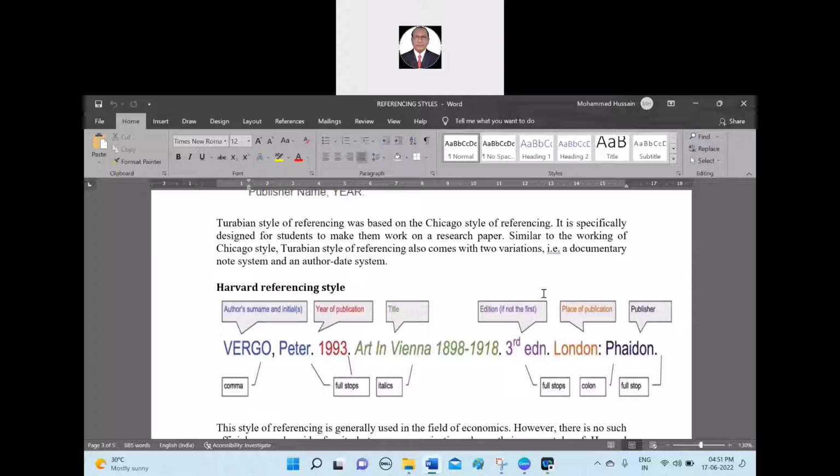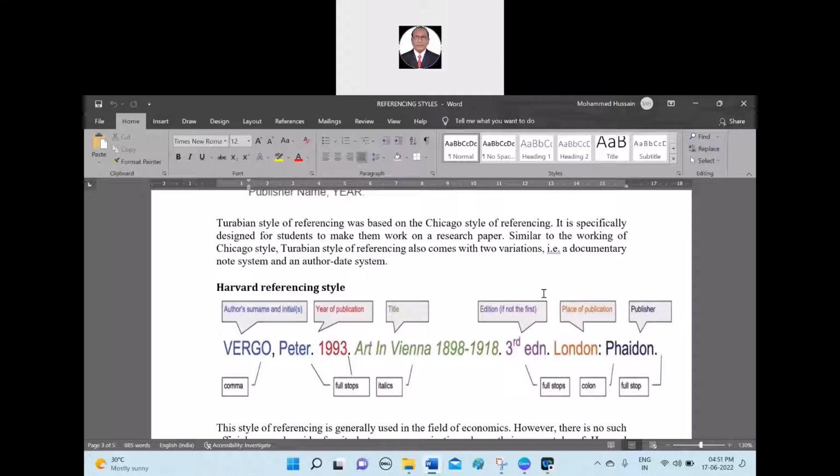When you write the place of publication, don't write small villages or local areas; write the main city, Moshi. Then the publisher name and year of publication, full stop. Suppose you want particular pages: small p, full stop, and the page number. So p, full stop, and Arabic number, the page number, then put the full stop.